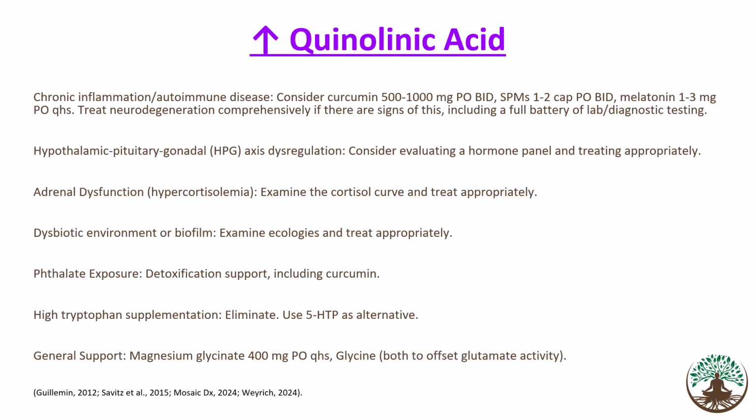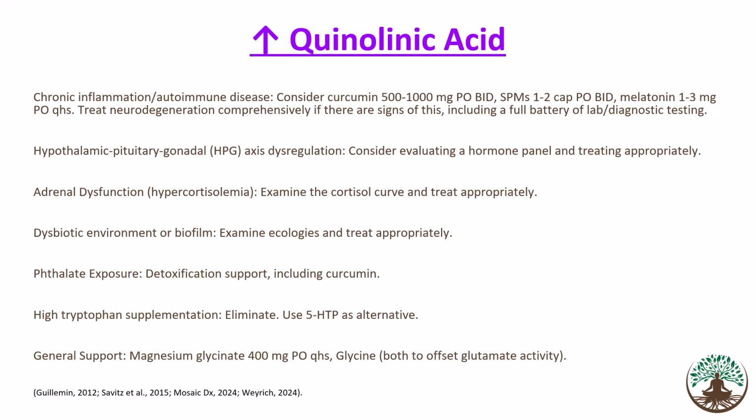The HPA axis should be examined, looking at the cortisol curve to consider appropriate treatment and support. Examine ecologies and treat appropriately for any signs of a dysbiotic environment or potential biofilm. Phthalate exposure can be investigated and appropriate detoxification support may be initiated. This may coincidentally include curcumin, as it has been shown to upregulate phase 2 liver detoxification.